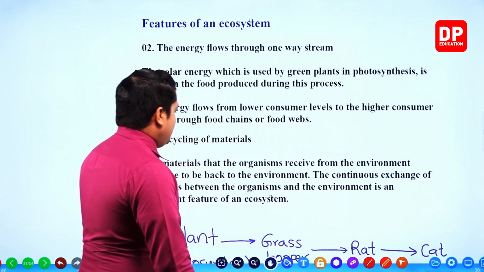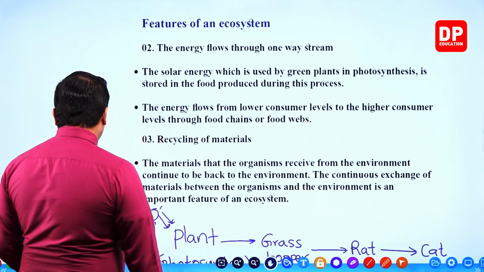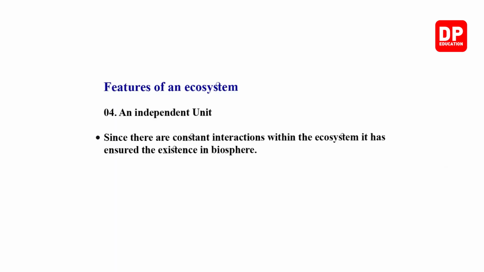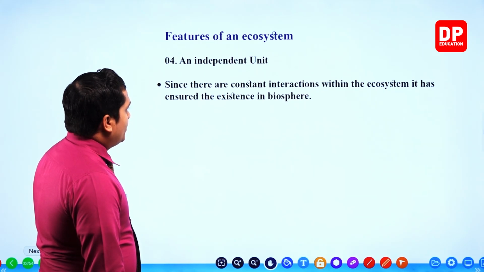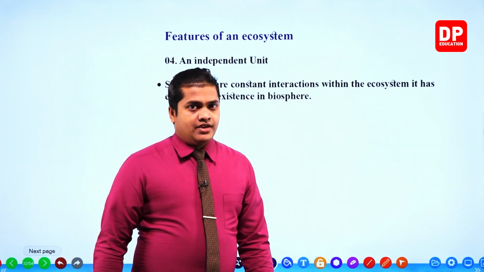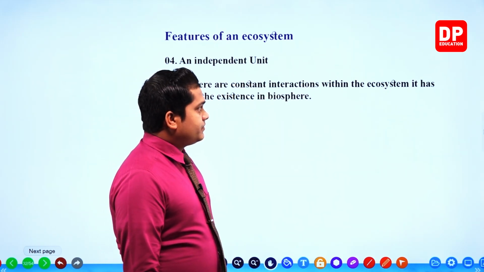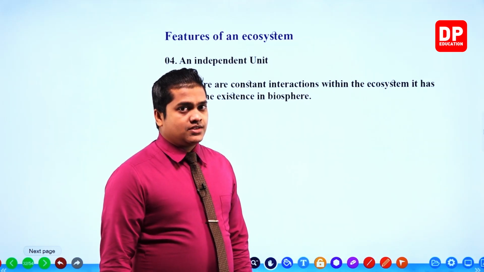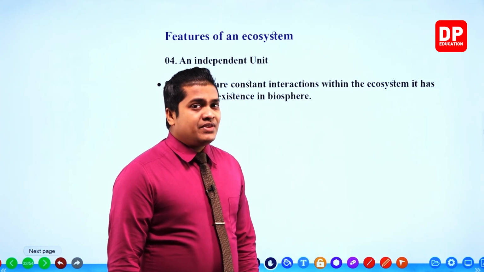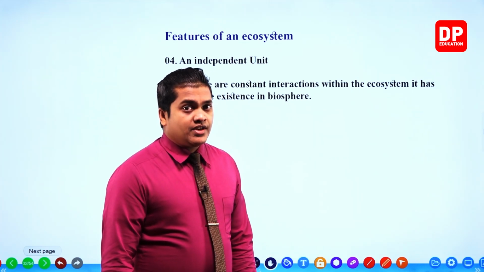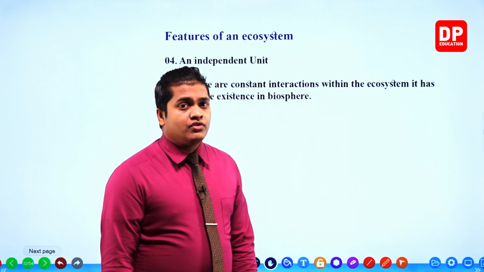Right. Okay then, we'll move on to see the next one. The fourth and the final feature, an independent unit. Since there are constant interactions within the ecosystem, it has ensured the existence of the biosphere. So it acts as an independent unit. It helps to create constant interactions within the ecosystem, right? That means it is behaving as an independent unit. So it is very helpful for the survival of the biosphere.